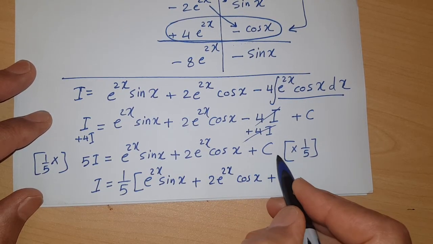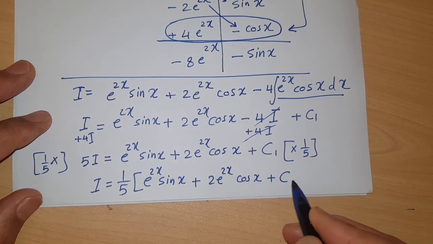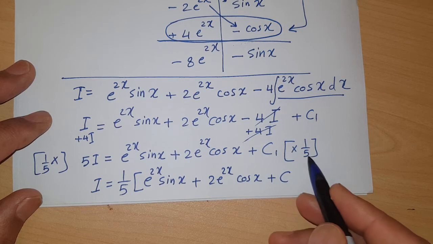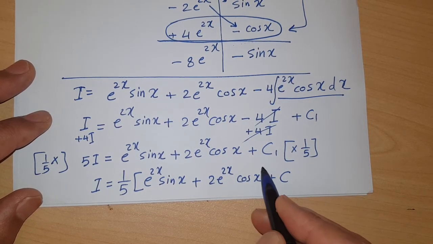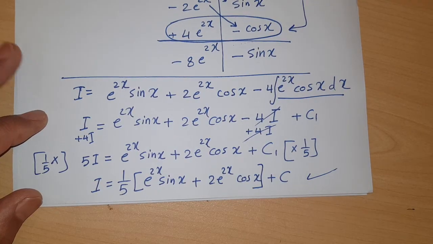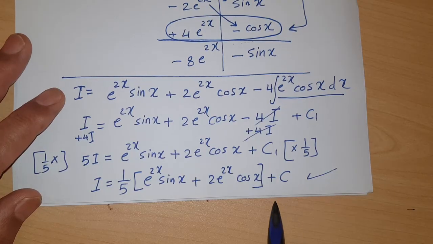plus C. Consider this one is C1. 1/5 times a constant will be also constant. Don't write 1/5. Oh, you can write 1/5 C1, but simply it's really another constant. This is the answer. So the integral equals 1/5 of this expression plus C. Okay.